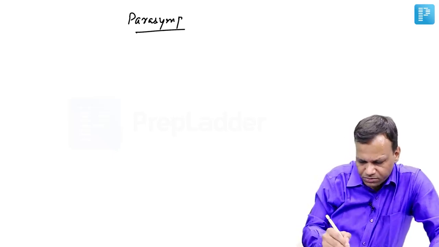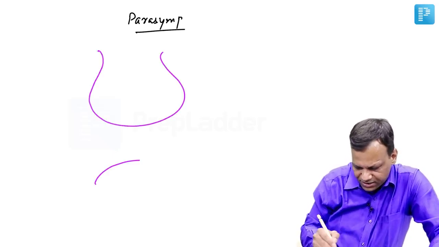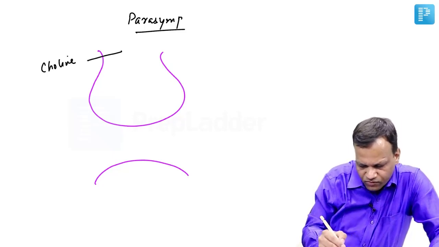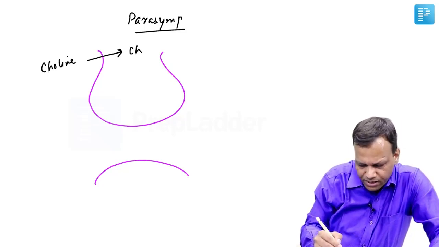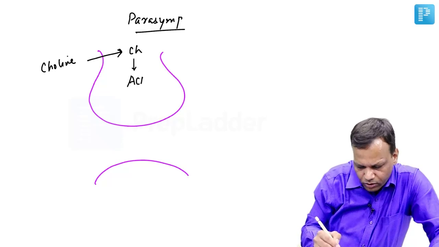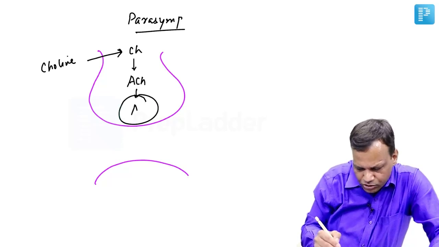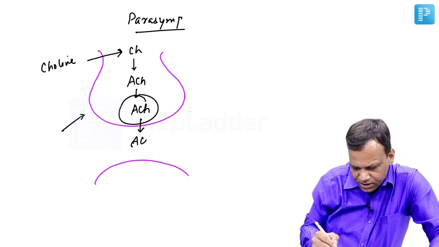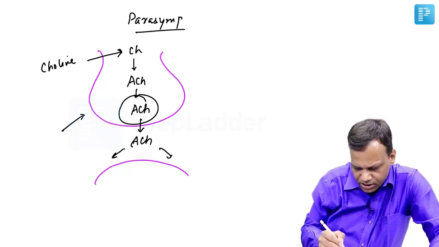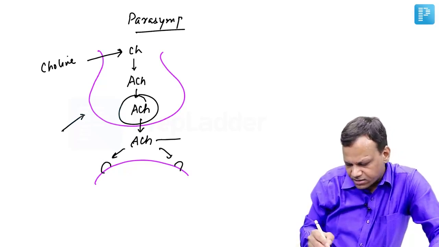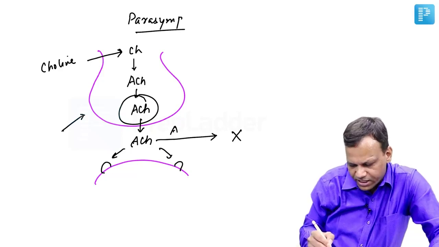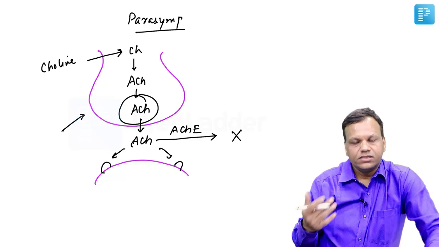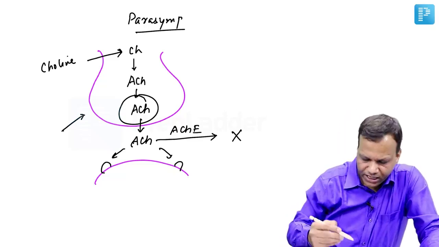We know the major neurotransmitter in the parasympathetic system is acetylcholine. So how it is produced is, first of all, choline comes from outside, which is a rate limiting step. Then it is converted to acetylcholine, that is stored inside the vesicle. Whenever nerve impulse comes, acetylcholine comes in the synapse and starts producing the action on the receptors. After some time, it is metabolized with the help of an enzyme called acetylcholinesterase. So if we inhibit these steps, we can modulate parasympathetic activity.